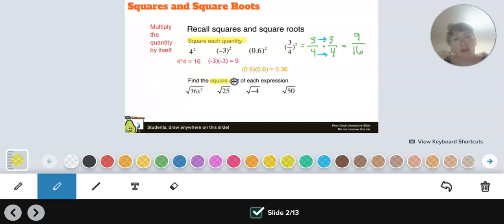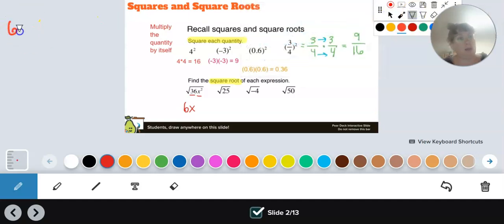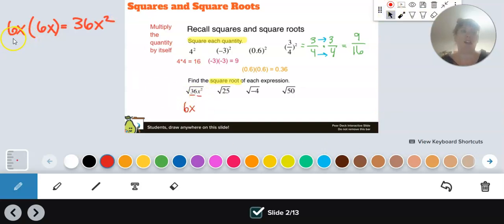When you're taking the square root, you're doing the opposite. So for this, we're saying what number multiplied by itself gets us 36? And that number is 6. 6 times 6 is 36. Now to get that x squared, we have to do x. And we can check this: 6x times 6x is 36x squared. So the square root of 36x squared is just 6x.